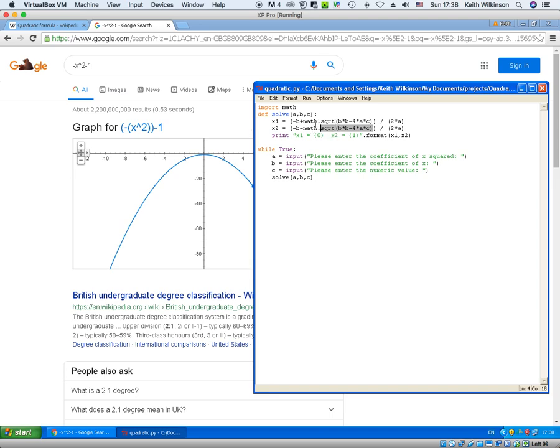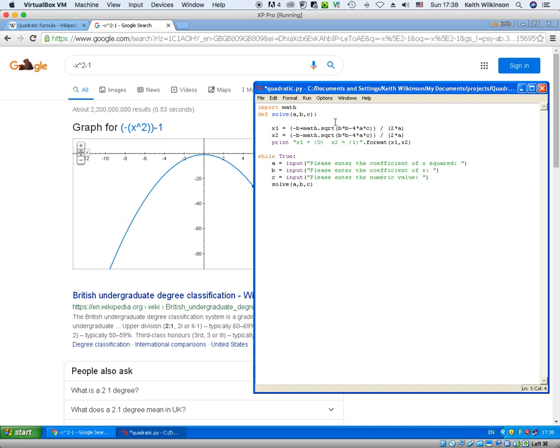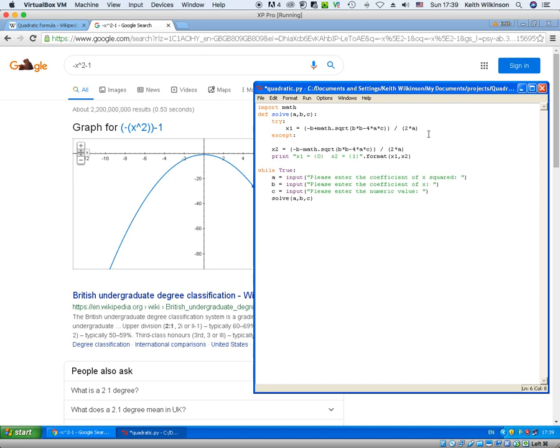So what I really need to do is build in some robustness with it, and I can ask the computer to try to do the equation, and indent this part. And if it crashes, I can write what we call an exception, and I'm going to say that x1 equals no root. So I've given it a message of no root.